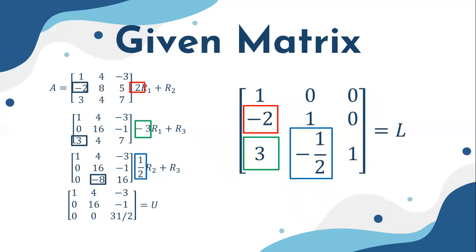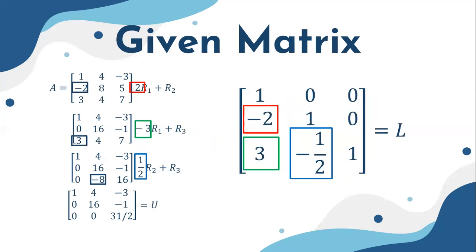So for instance, the first ERO that we perform is to add 2 times the first row into the second row. And we take the 2 and we reverse that to -2 and add that to the corresponding position, which is indicated by the red square.